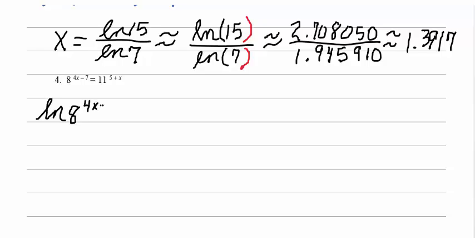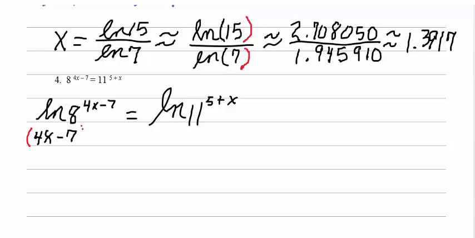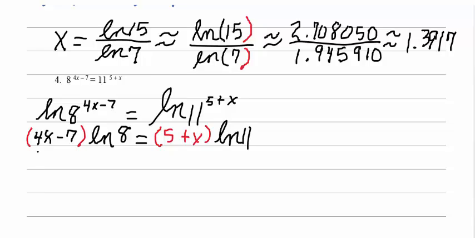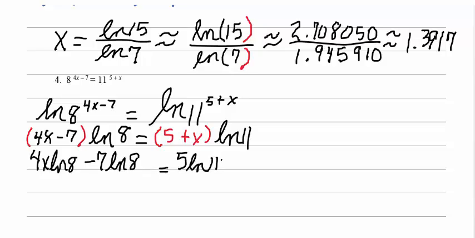I'm going to apply the natural log to both sides of the equation. Now I'm going to use the power property for logarithms. I have to parenthesize 4x minus 7 since that has more than one term in it. And that gets multiplied by the natural log of 8. That's the power rule for logarithms. I have to parenthesize 5 plus x. That gets multiplied by the natural log of 11. That's the power property for logarithms. Now I'm distributing.